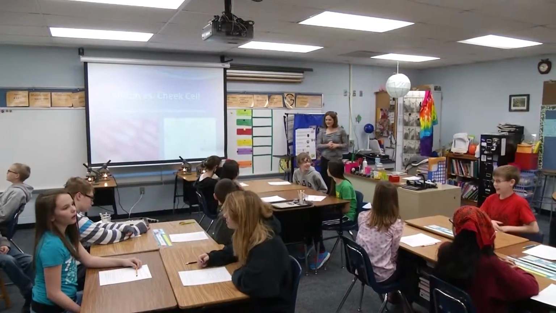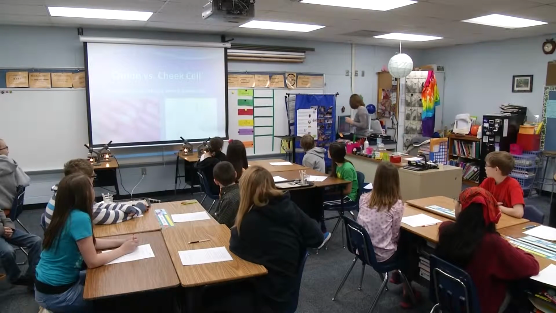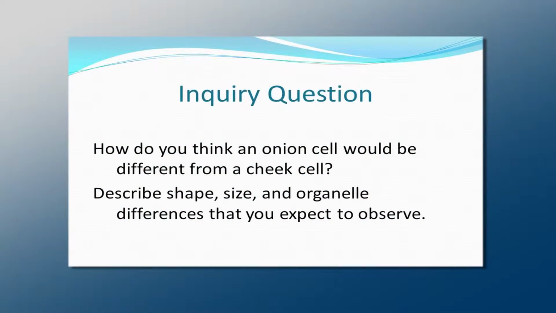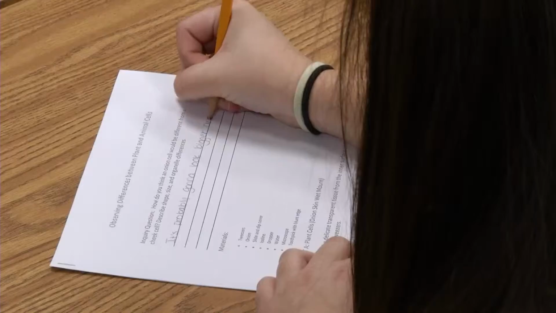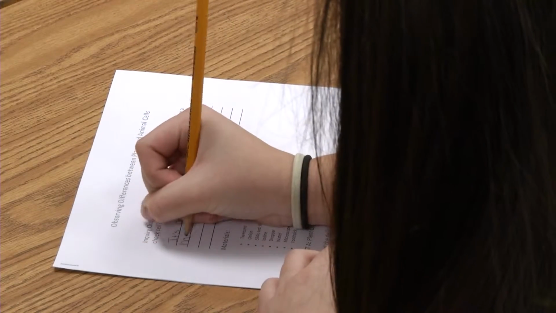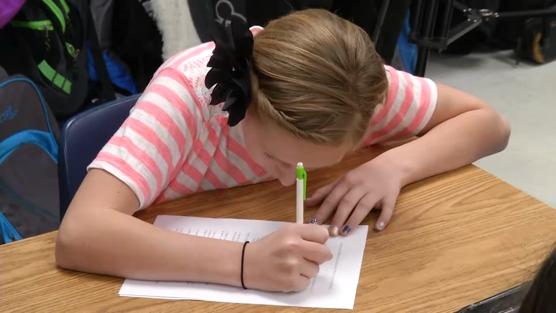All right, ladies and gentlemen, today we are going to be comparing and contrasting plant and animal cells. So as we talked about, you guys are going to be preparing your own plant cells. One of the best ways to look at that is by looking at the cells on an onion. And we're also going to be looking at our very own cheek cells under the microscope. How do you think an onion cell is going to look different from a cheek cell under a microscope? So on your paper, please write about the shape, the size, maybe some organelle differences that you expect to see, and then we're going to see if your hypothesis was correct.